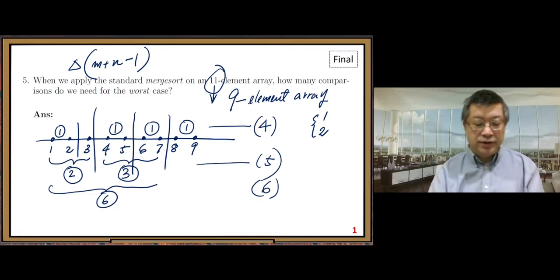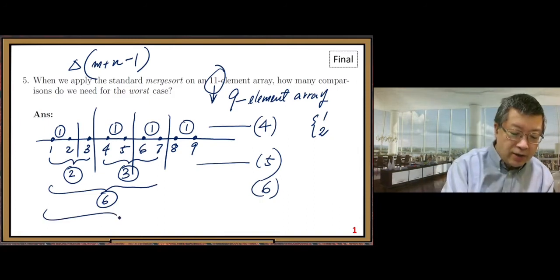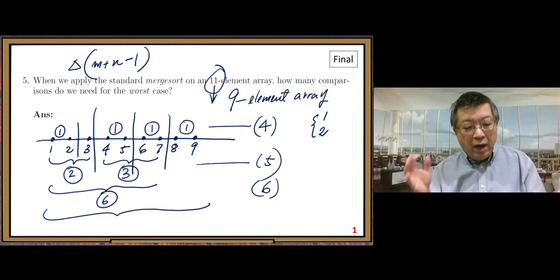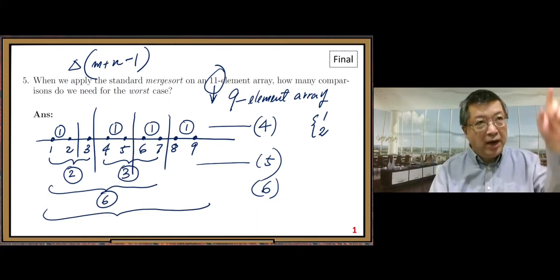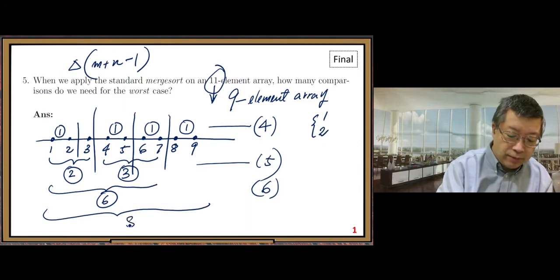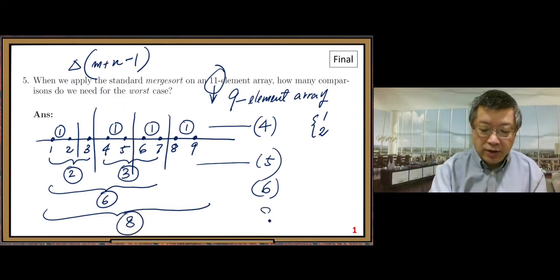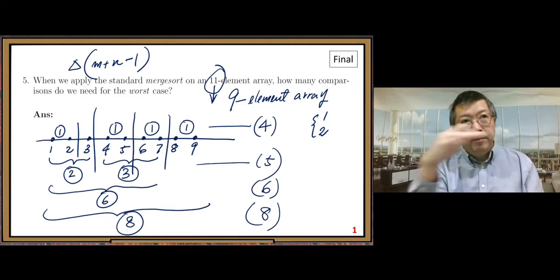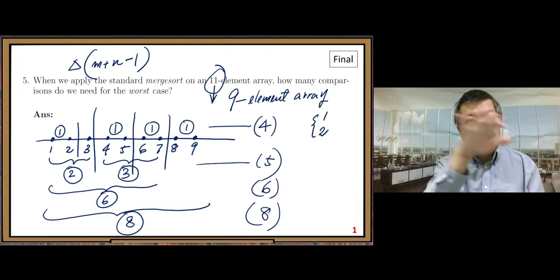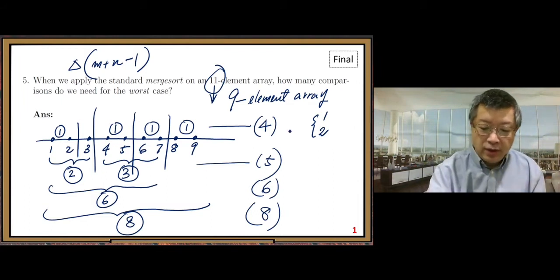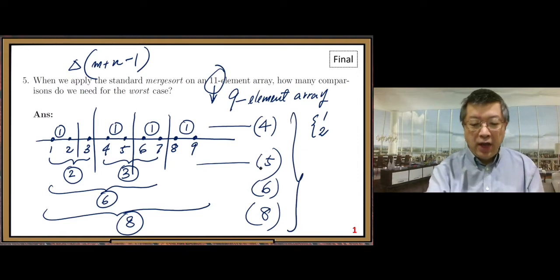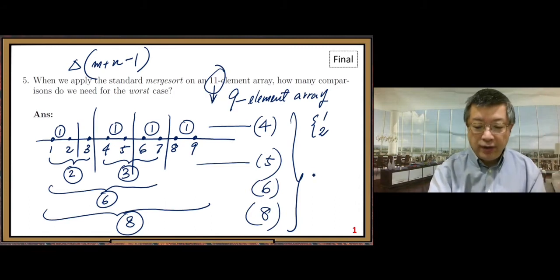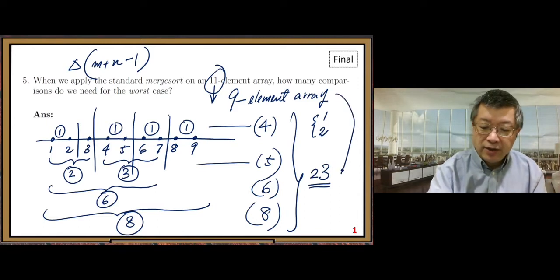6 comparisons. All right, so then the last level merge, total number of elements 9 minus 1, 8 comparisons. So 8 comparisons, the last level, okay? Yeah, 4 levels of mergers, okay? Total: 4 plus 6, 10, 5 plus 8, 13, 23, right? Yeah, the answer is 23. So that's for the 9-element case.